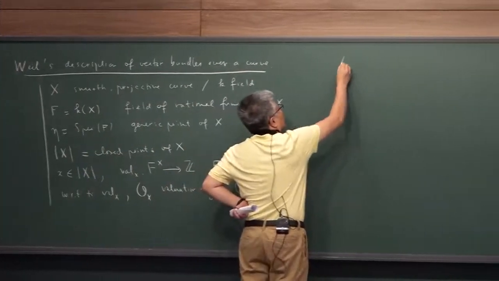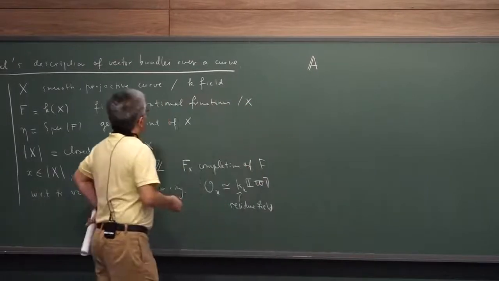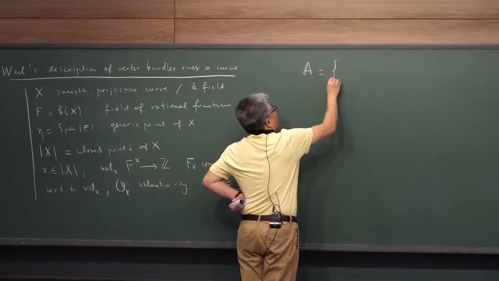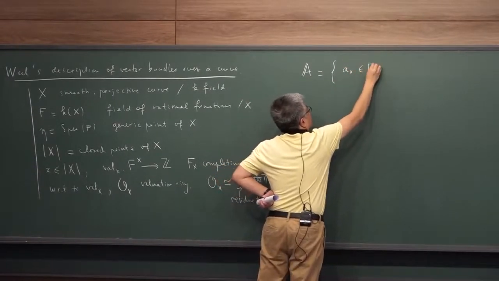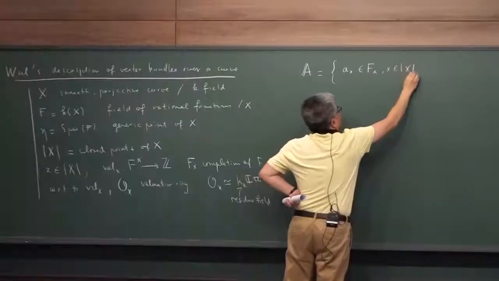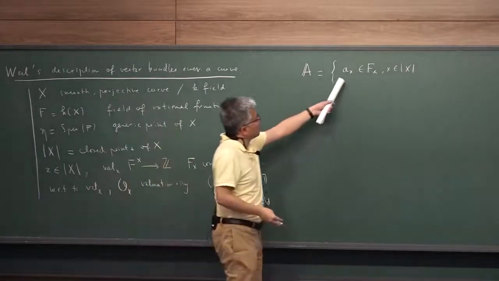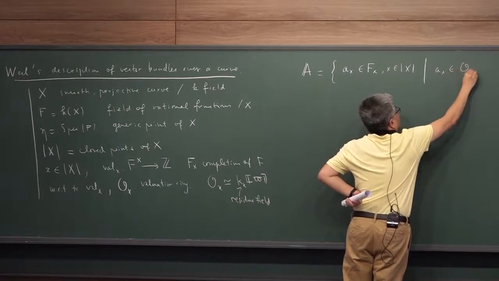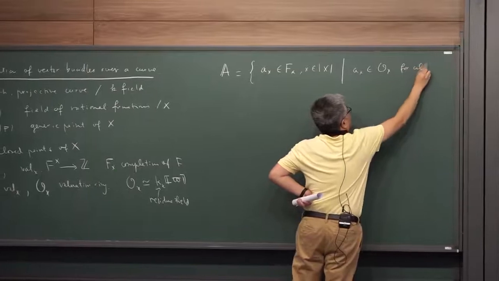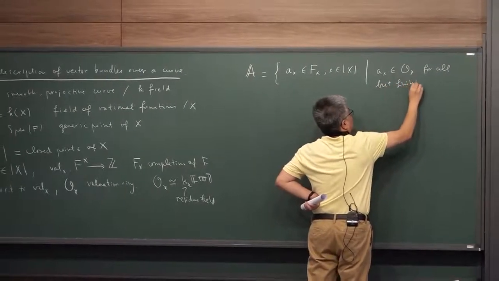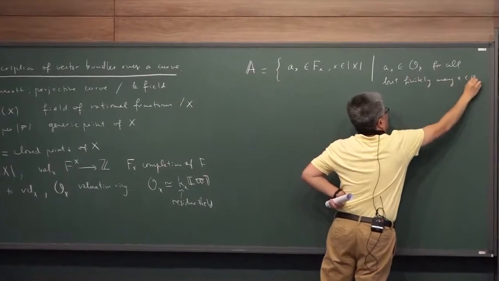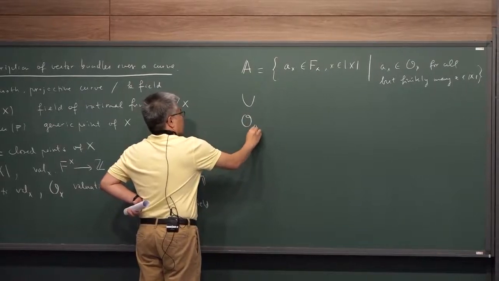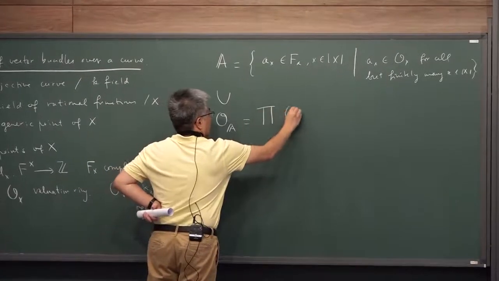The identity is to put these things together. We have the ring of adeles A, the ring of adeles introduced by Chevalley. The adeles are the collection (a_x) with a_x in F_x. For every closed point you choose some element, random and independent, with one constraint: a_x is in O_x for all but finitely many x. This is the ring of adeles, and it contains a subring, the product of all the O_x.